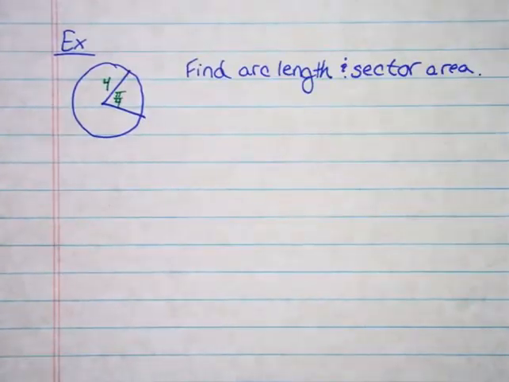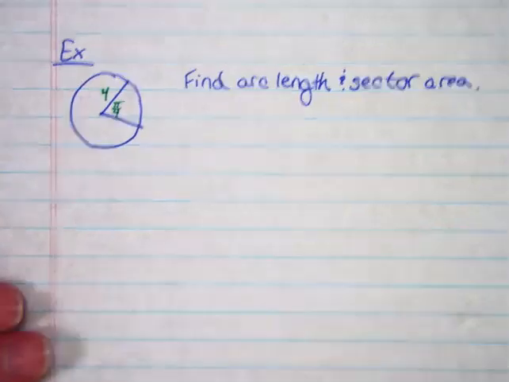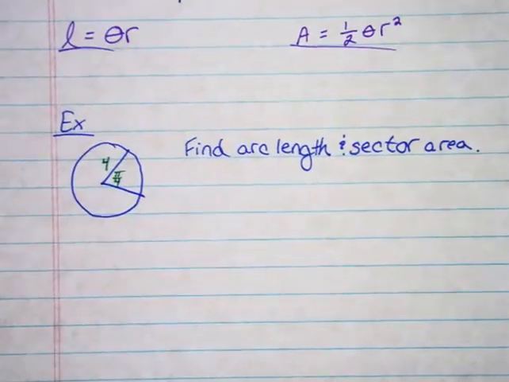So given this picture, I want to find the arc length and sector area. I purposely gave you one where your angle measure is in radians, so I can use the two new formulas. If I give them to you in degrees, feel free to convert them into radian measures, then you get to use these two easier formulas.